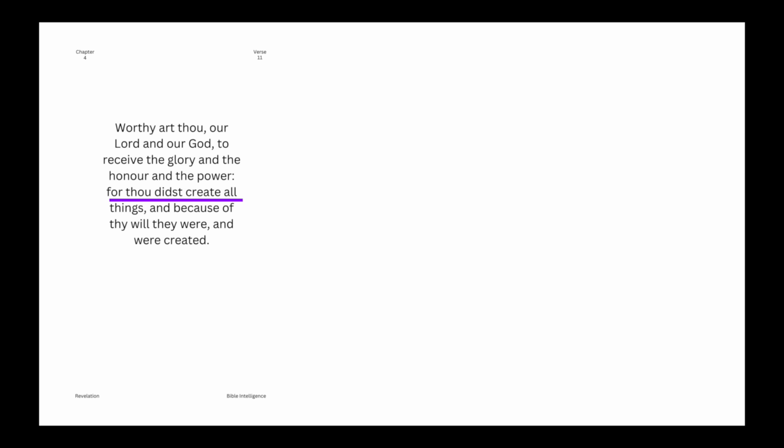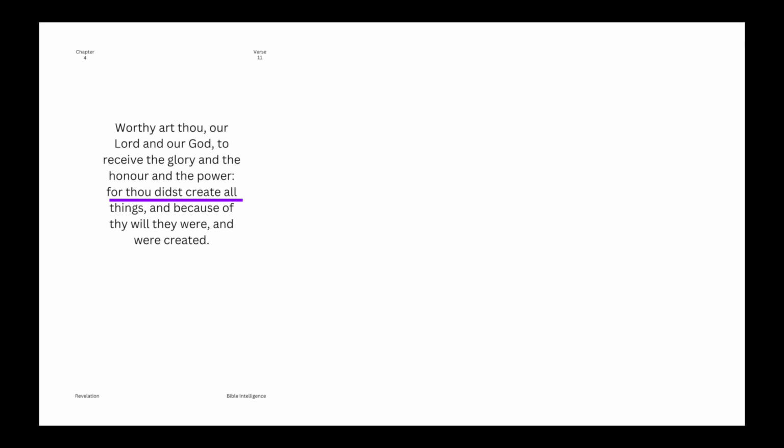"Worthy art thou, our Lord and our God, to receive the glory and the honor and the power, for thou didst create all things, and because of thy will they were and were created." And it's "didst". Sorry, I didn't think I said "didn't". The King James Version, sometimes a little bit of a tongue twister.